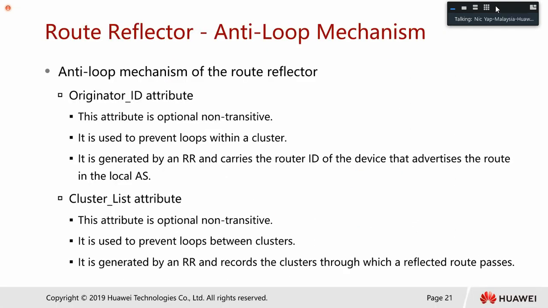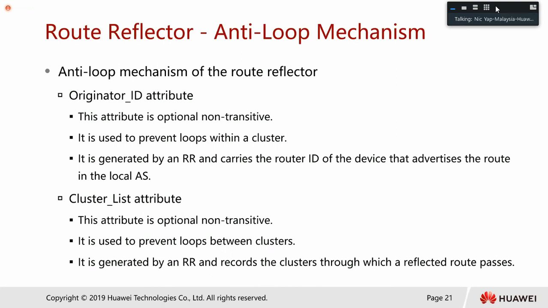All right, so the next one is on the route reflectors. Route reflectors on the anti-loop mechanism. How the route reflectors prevent loops, how to make sure that there are no loops inside the route reflectors. So within the full mesh, they have a principle to say that when I receive the IBGP route, I will not send to the next IBGP peer. That will be very simple, very clear already.